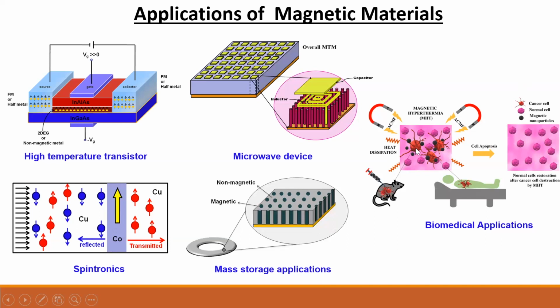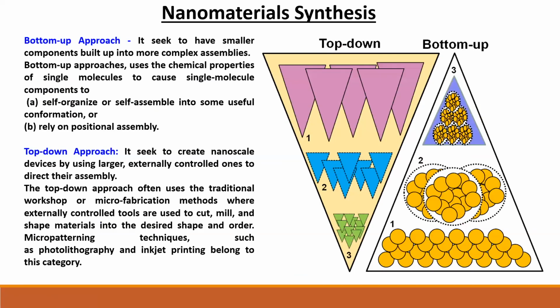So these materials will cause vibration, and the heating will kill the cancerous cells, and only the normal cells will stay alive, and the cancerous cells can be removed using a magnet. With the help of the magnet, they can be removed from the body. So they have a wide range of applications in the biomedical field also.